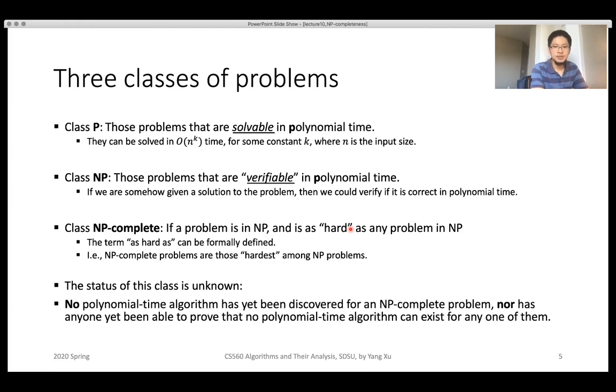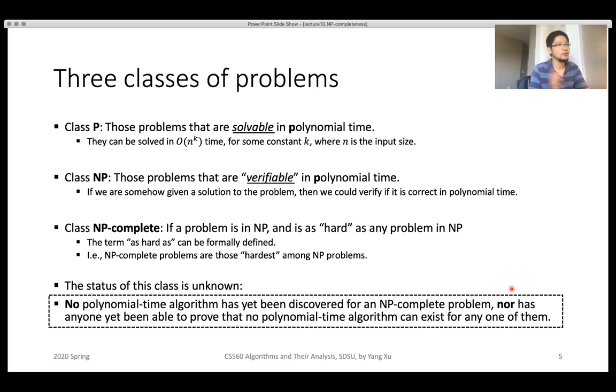Basically, this principle is quite important to remember: we have so far found no polynomial time algorithm for any NP-complete problem. None of the NP-complete problems has been solved by a polynomial time algorithm. But nor has anyone been able to prove that no polynomial time algorithm exists for an NP-complete problem. So it's quite an unsolved problem right now. On the one hand, we cannot solve any one of them within polynomial time, but we cannot prove that no polynomial time solution exists. That's the current status of the so-called NP-complete problems.